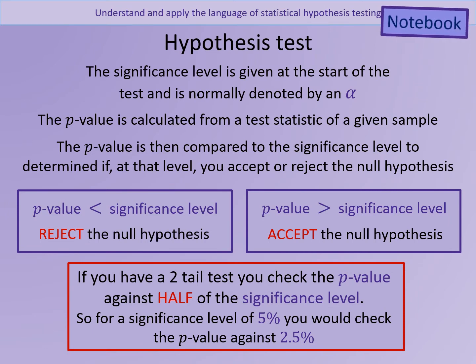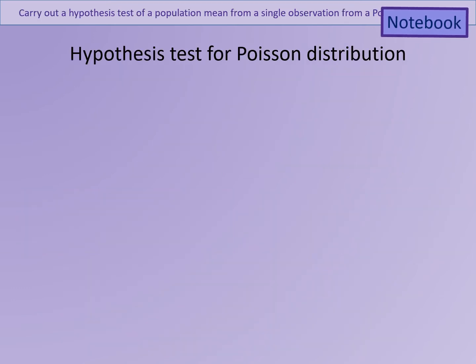And if you were taking a two-tailed test, you would need to test the p-value against half of the significance level. So if you were choosing a significance level of 0.05, you would have to compare it with 0.025. A hypothesis test for the Poisson distribution follows the following steps.